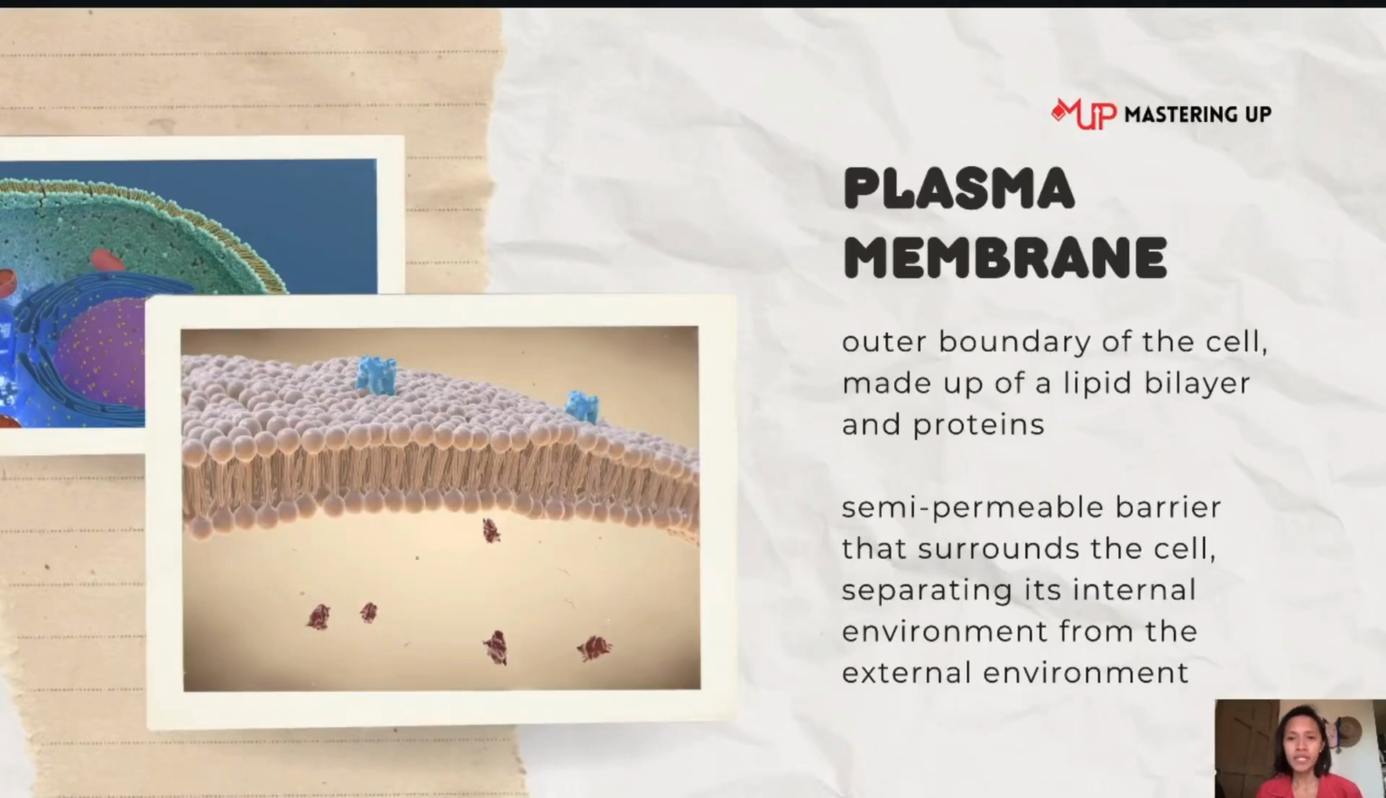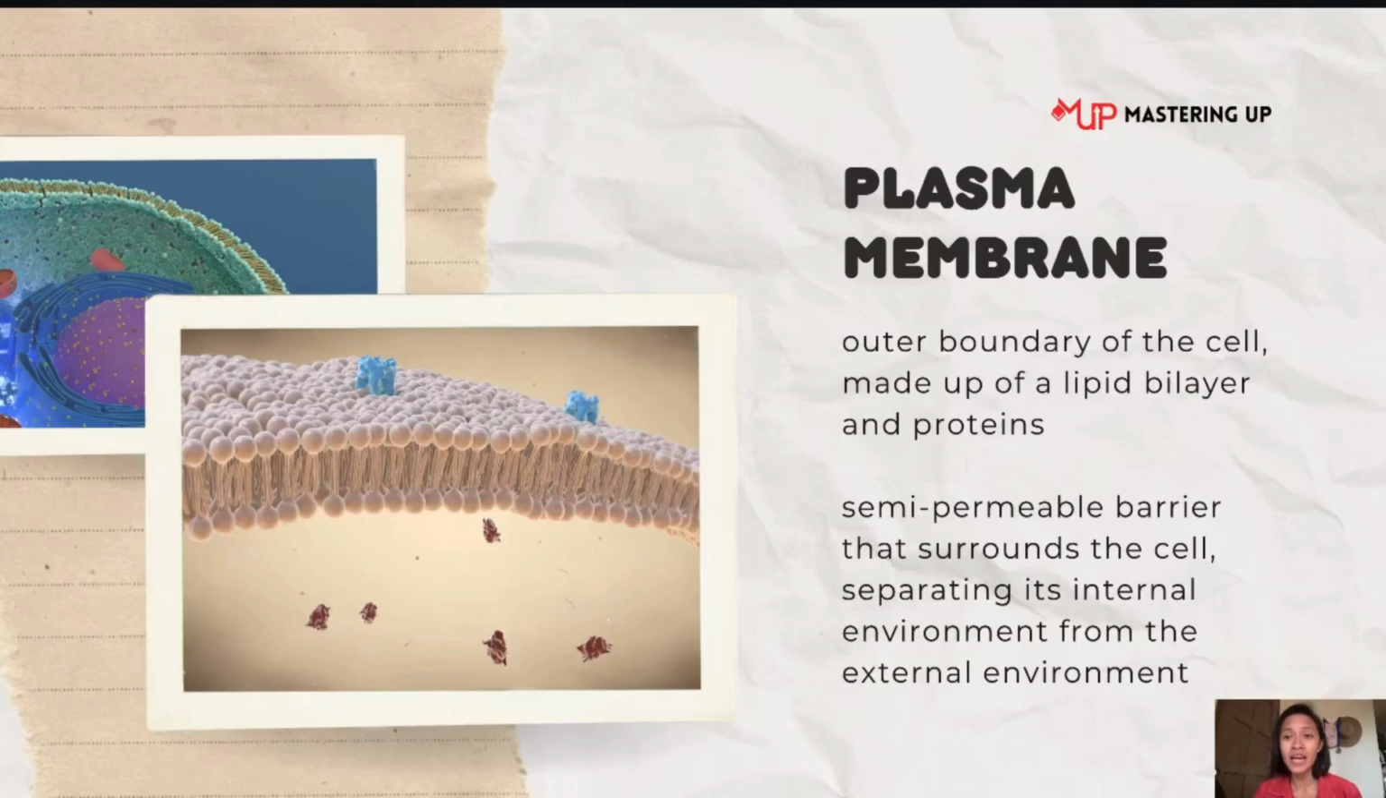Let's start by defining what the plasma membrane actually is. The plasma membrane is the outermost boundary of the cell. It's a flexible, semi-permeable barrier that surrounds the entire cell, separating the inside of the cell from the external environment. In other words, it acts like the border between the cell's internal world and everything outside of it.